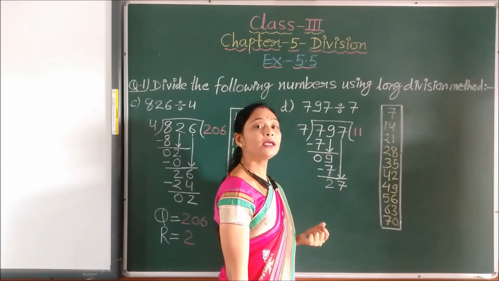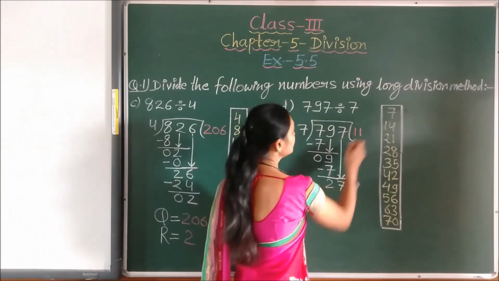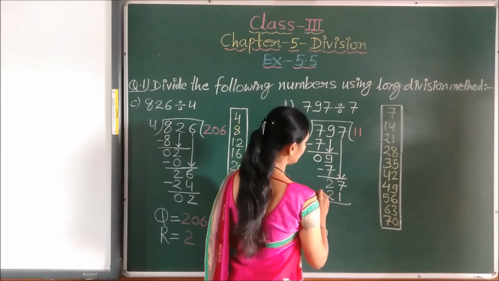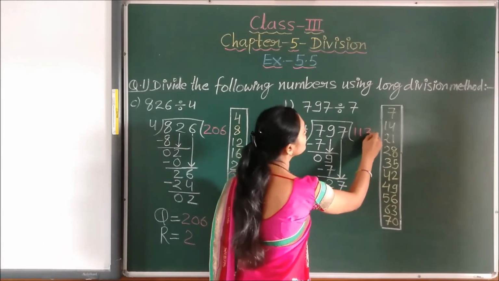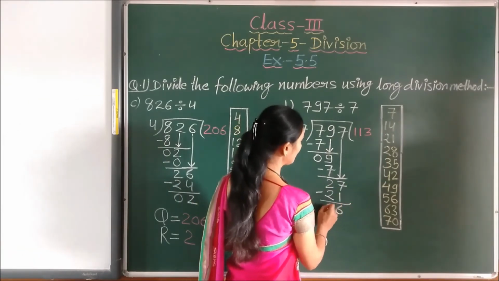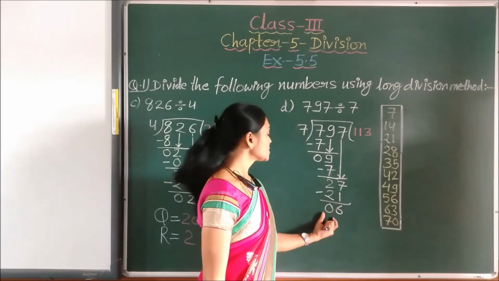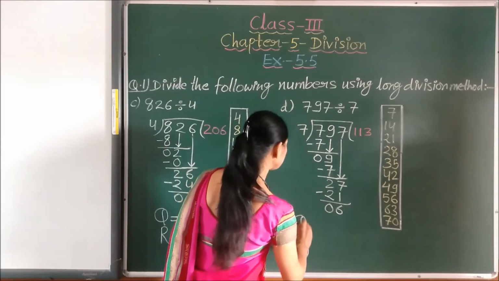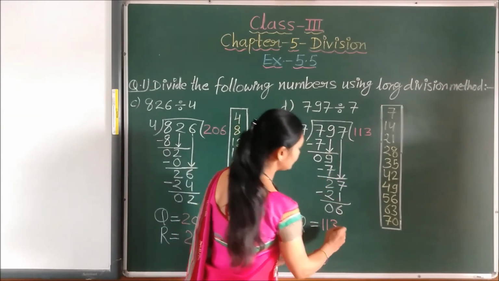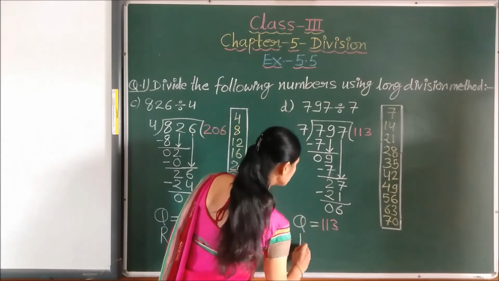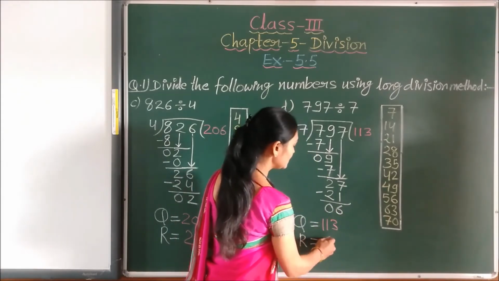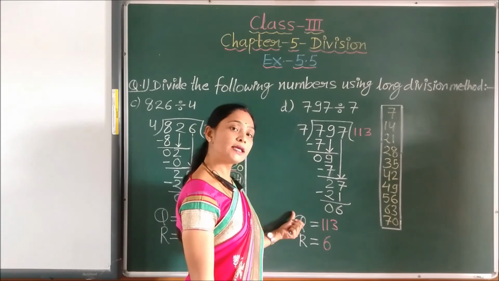It means we may read only 3 times, means here we have to write 7 threes are 21, and we have to subtract, and here we have to write 3. Yes, now 7 minus 1, 6, and 2 minus 2, 0. Yes, so what is the quotient? See, quotient is 113. So here we will write 113, and remainder how much? Remainder we got 6. So this is the remainder and this is the quotient.